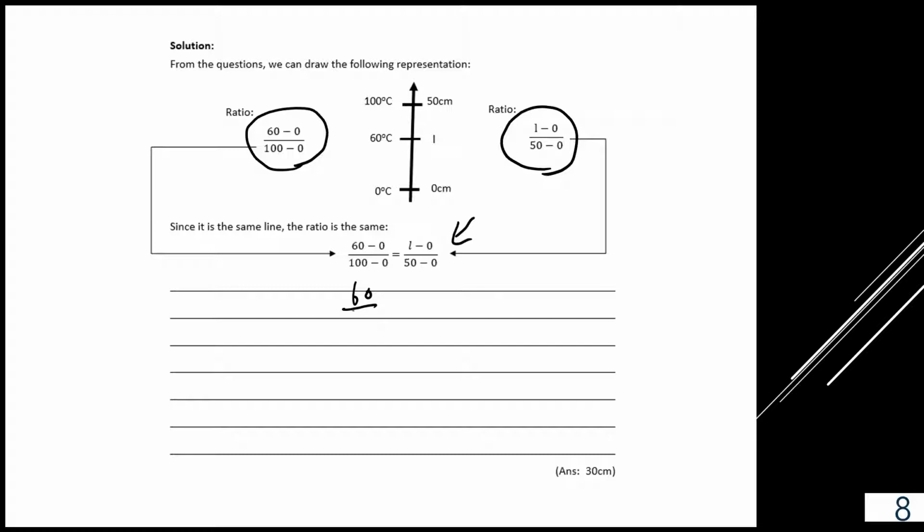Now 60 minus 100 over L minus 50. So 60 over 100, and that will become 30 is equal to L. So L equals 30 cm. Alright, so step 1, ratio. Step 2, the same. And step 3, solve the equations. So this is how you can do the worked example. Let's take a look at other questions.